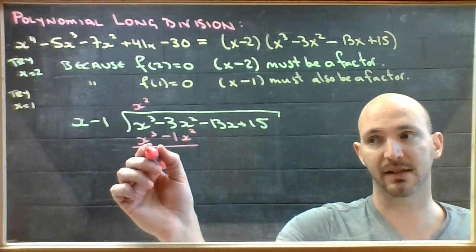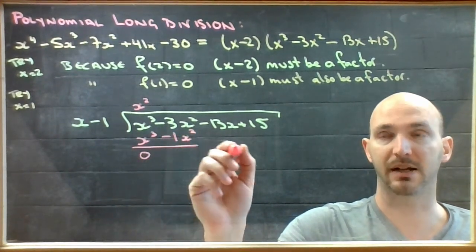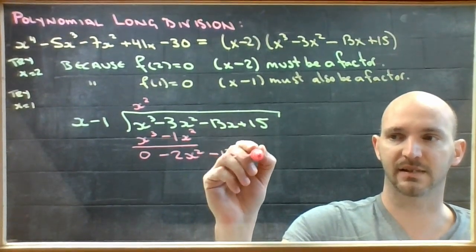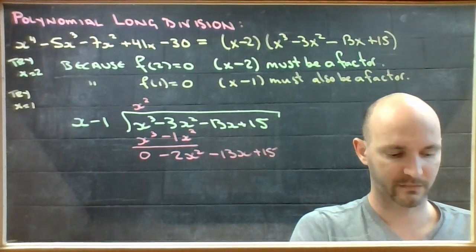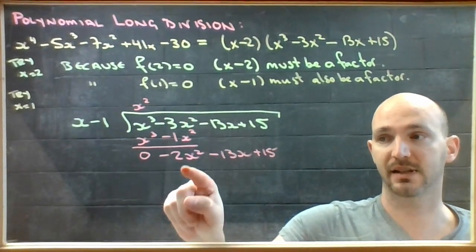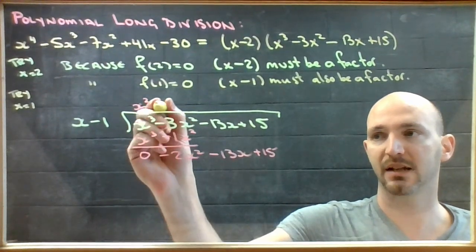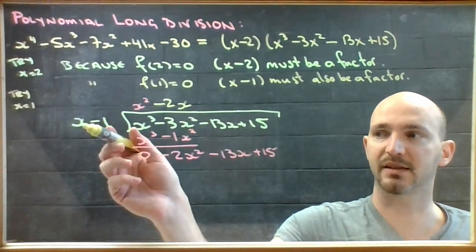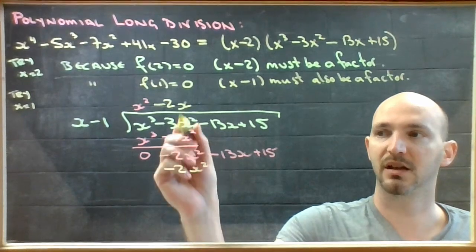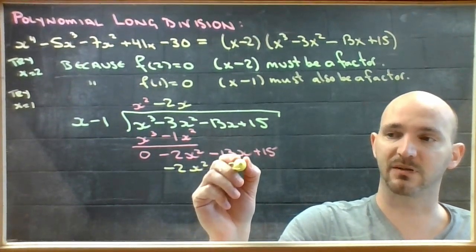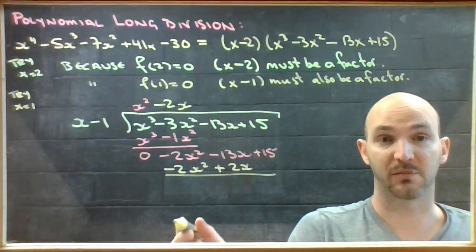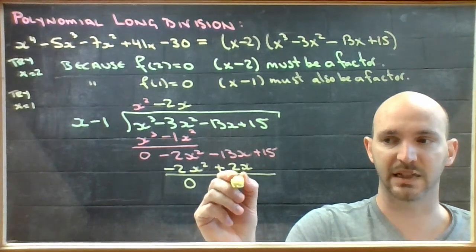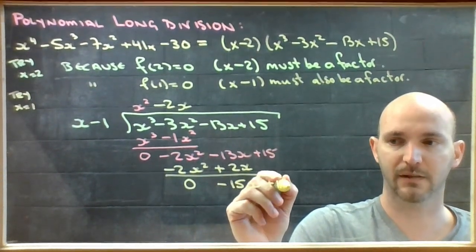Take them out of the pile. This minus this is gone. Minus 3 minus minus 1 is minus 2. And this is still there. And this is still there. Rinse and repeat. What times x gives me minus 2x squared? Well, I need a negative 2 to get the numbers to match, and I need an extra power of x to get it done. So minus 2x times x is minus 2x squared. Minus 2x times minus 1 is positive 2x. Take it out of the pile. This minus this is gone. Minus 13x's minus 2x's is minus 15x's. And this I haven't touched yet.